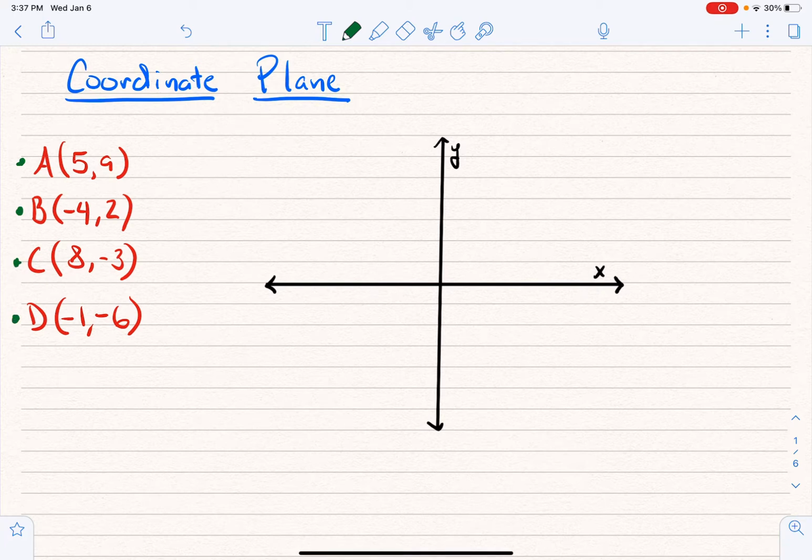So we can pause the video right here. Probably it'll take you maybe just a minute total. Everybody's going to graph all four of these points, and then we will check them and take a look at them. All right, so you can pause it right now. All right, and we're back.